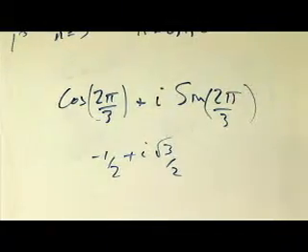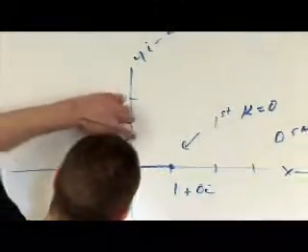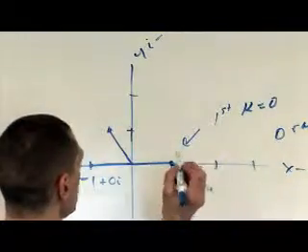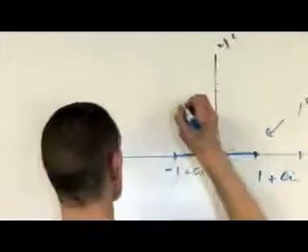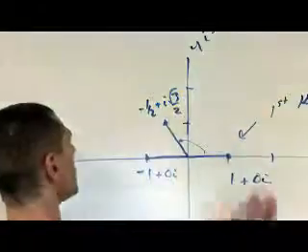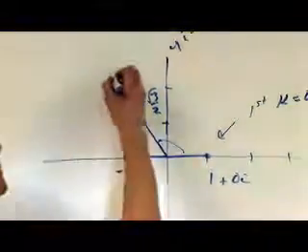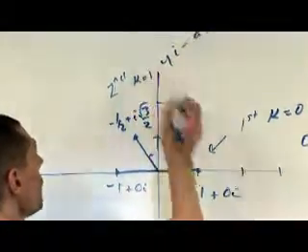Incidentally, we know that the length of this is still going to be 1. The norm of this is 1. Okay, so this picture may not be perfect. This point here is negative 1/2 plus I square root of 3 over 2. So there's our second one. Here's the first, and here's the second at k equals 1.